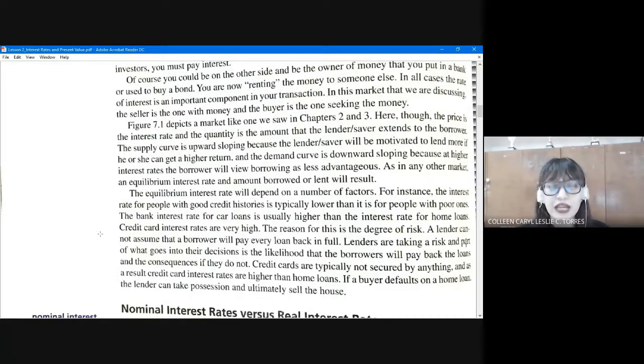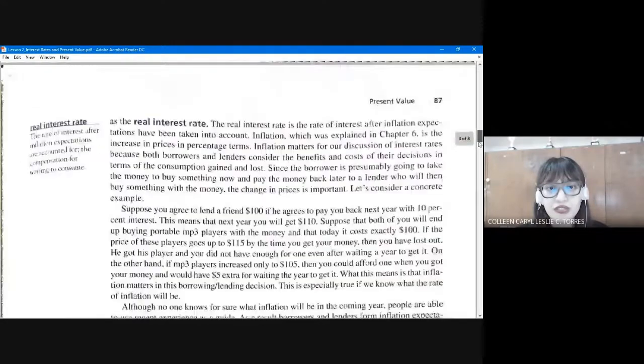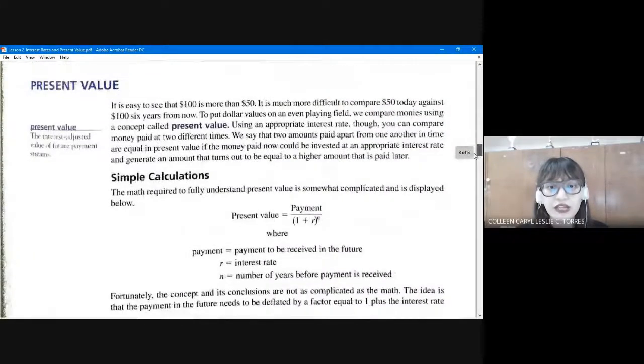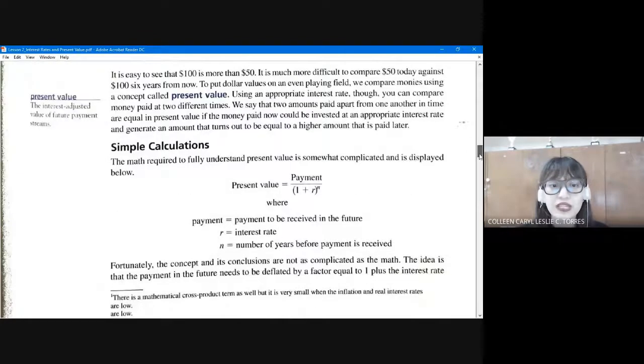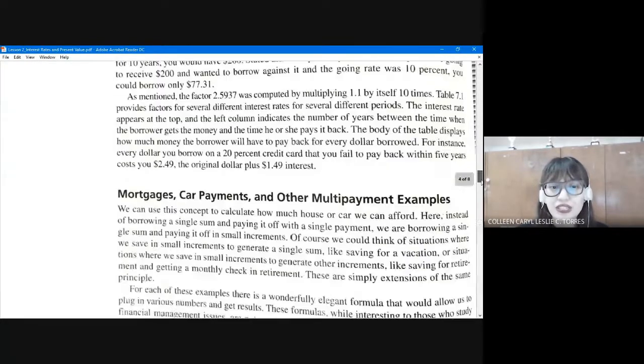No, but there are lower interest rates for people who do pay their loans on time. And so I guess we could just refer to that for interest rate. Present value, just to discuss what was discussed in the book on present value. I think that was quite clear already for us. So to use a particular example, consider what $200 paid. I think that was already quite clear now.